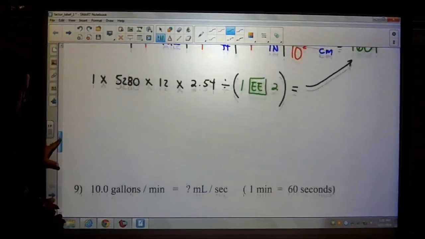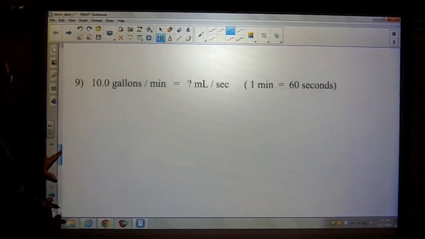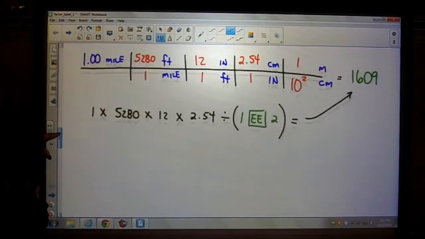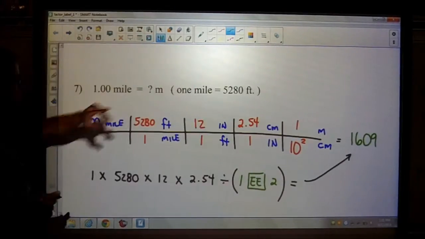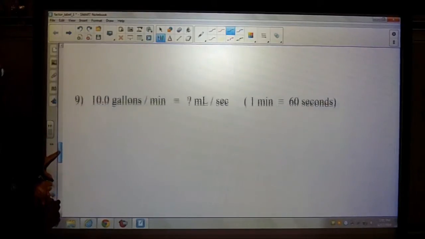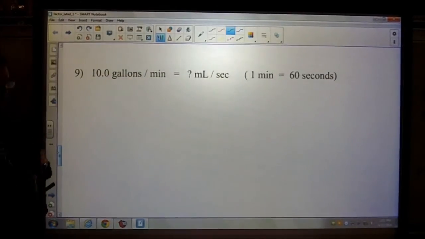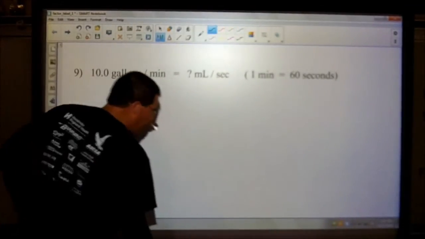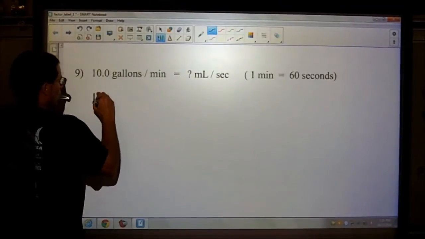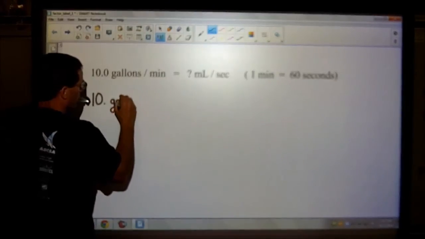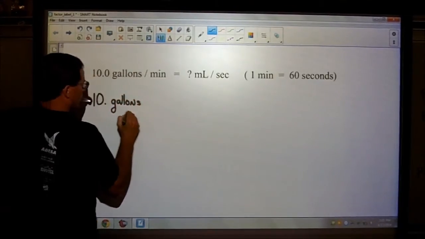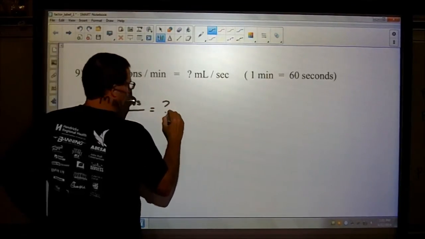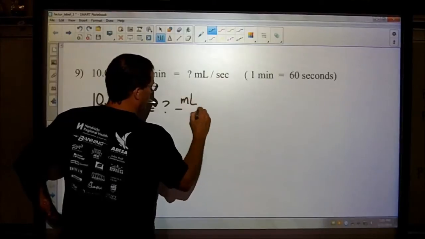All right, number 9. Now we're finally getting into the fun problems. Again, these up here, you start with one thing, you finish with another. These are the reason why you got out of bed this morning. And the way that this actually should be written on your paper, it should look like this. 10 gallons per minute is equal to how many milliliters per second.